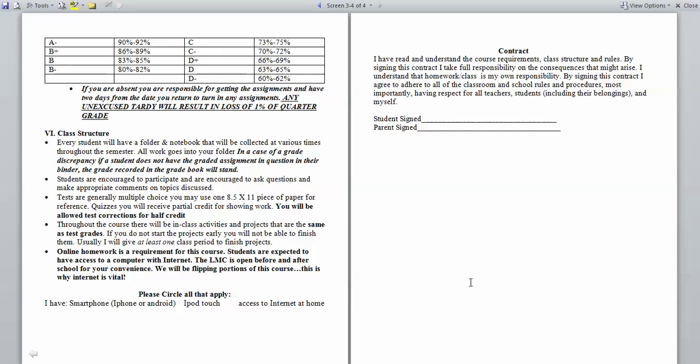Finally, online homework is a requirement for this course, and students are expected to have access to a computer with the internet. Now, the LMC is open before and after school for your convenience. We'll be flipping portions of this course. This is why the internet is vital.